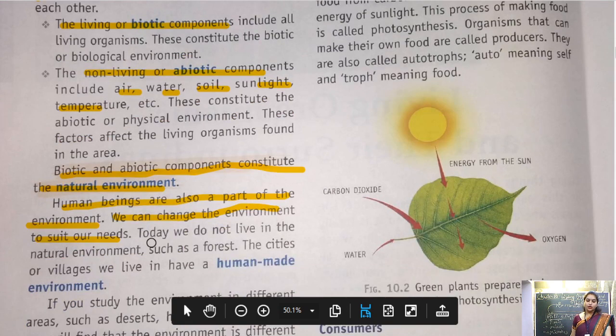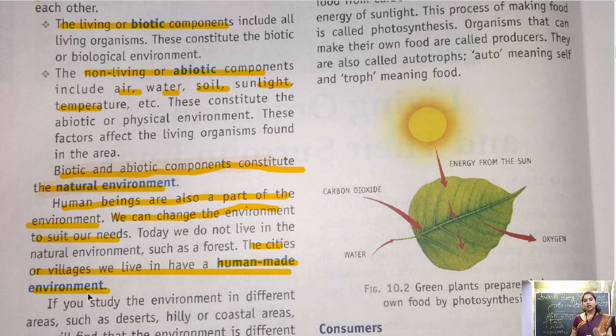Okay. So today we do not live in the natural environment such as forest. अब हम forest में नहीं रहते हैं. हम कहाँ रहते हैं? We live in cities. We live in the villages. We live in a house. And everything is made by humans. So they are called human-made environment. जो चीज human ने बनाई है, घर human ने बनाया है, ठीक है? Everything that human has made is called human-made environment.